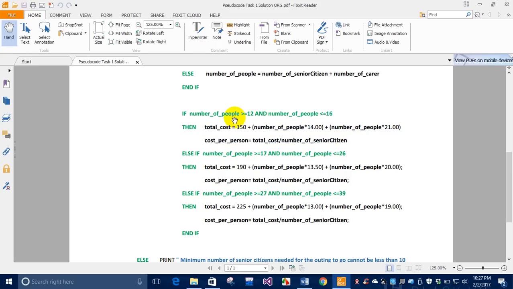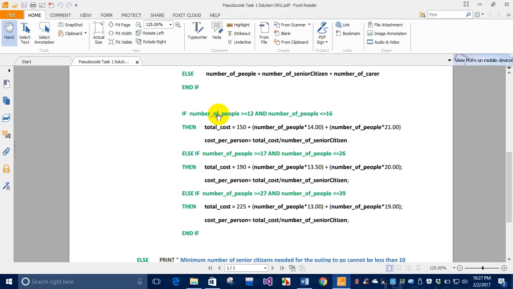Now actually I'm checking the strength of the number of people. If the number of people is greater than or equal to 12 and the number of people is less than or equal to 26, remember, this is the number of people, not the number of senior citizens. I've already discussed what the difference is.